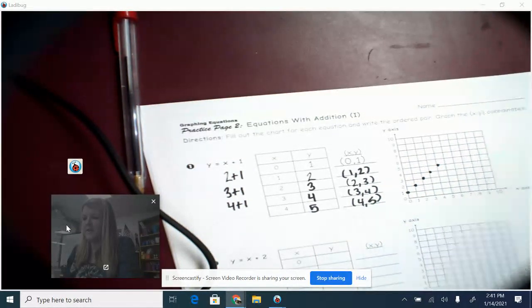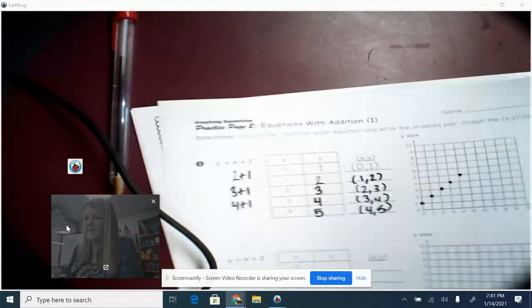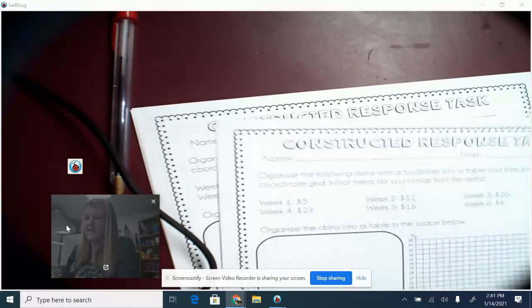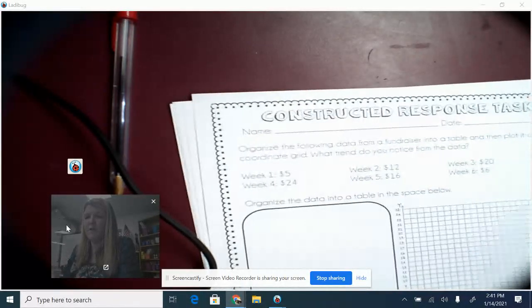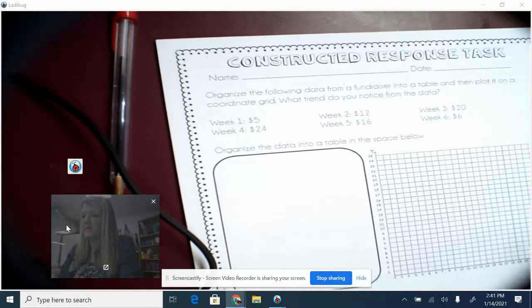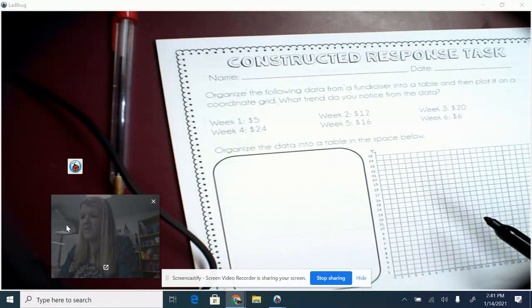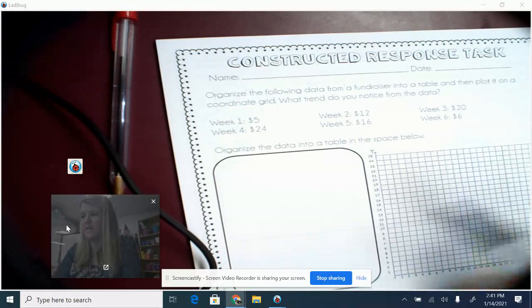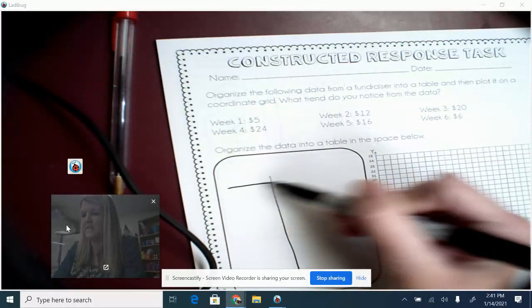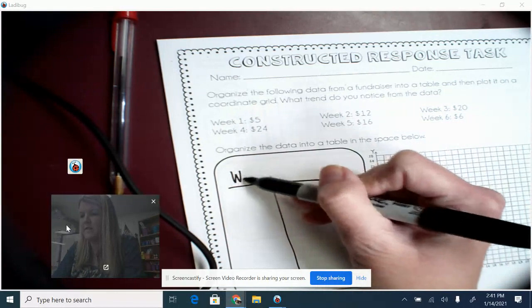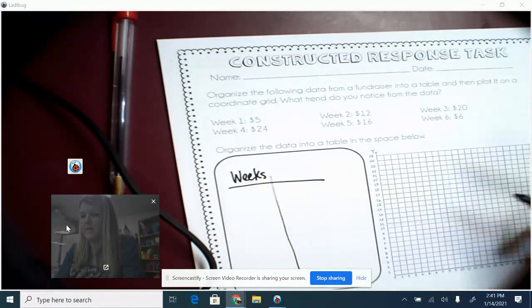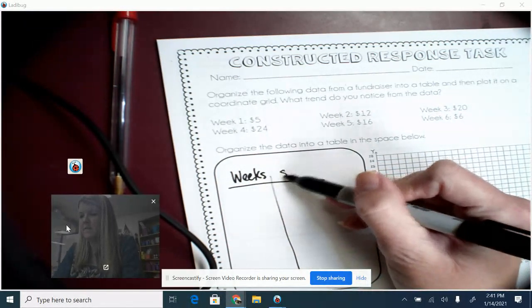So we're going to look at another example. And this time, they give us the information, but they want us to plot it in a table form. So it says, organize the following data from a fundraiser into a table and then plot it on the coordinate grid. What trend do you notice from the data? So this will help us notice a trend. So I'm just going to divide it into weeks. And then the money raised.